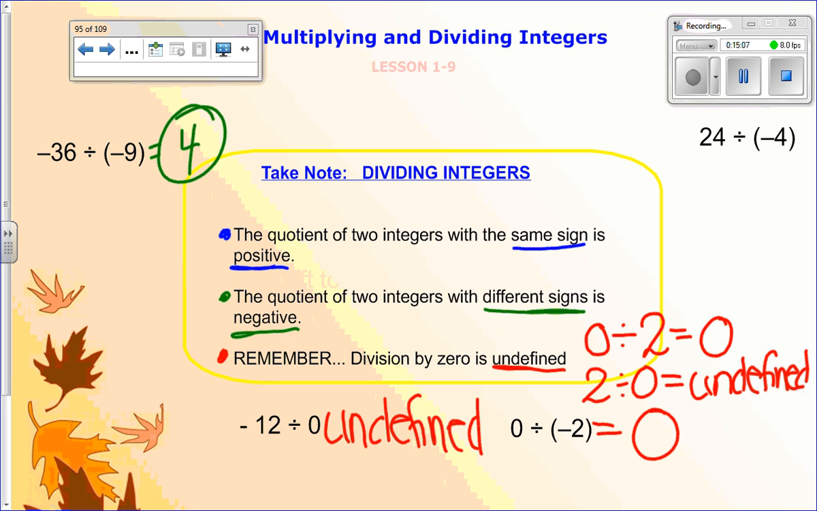And then finally, we have at the top right-hand corner, 24 divided by negative 4. Well, I know 24 divided by 4 is 6, but I have to decide, is it positive or negative? So I take a look at the numbers. 24 is positive, and negative 4, well, that's negative. So they're different signs, so my answer is negative. I have a negative 6.